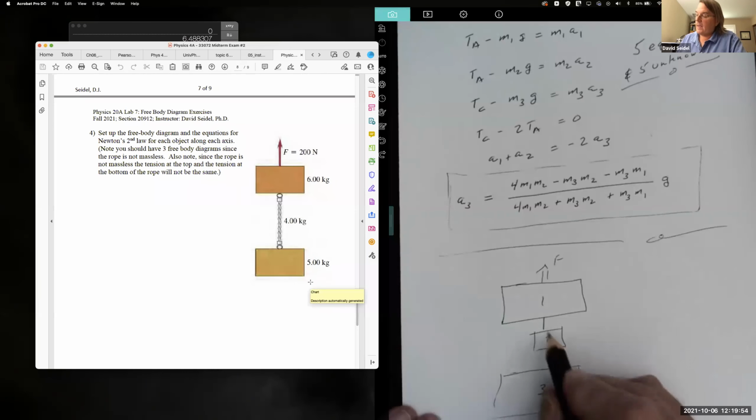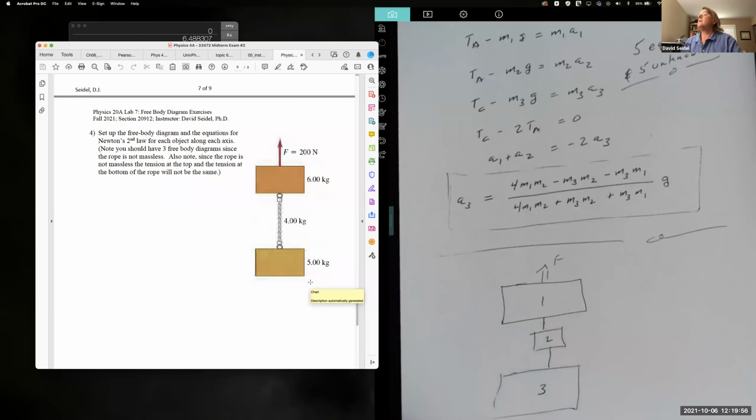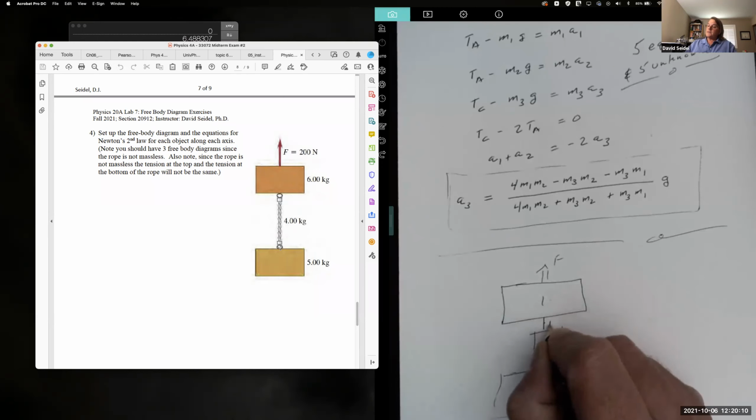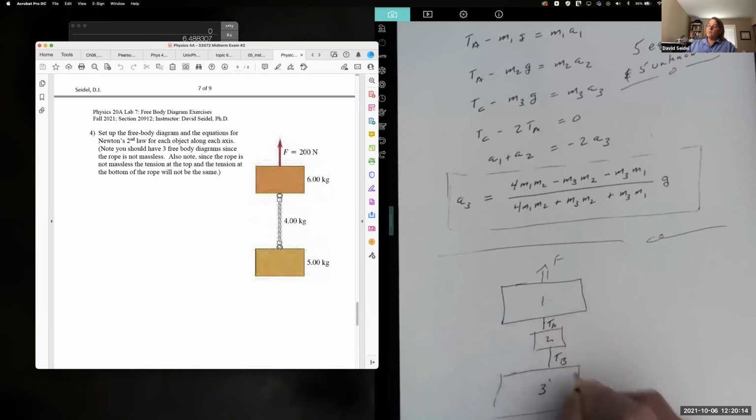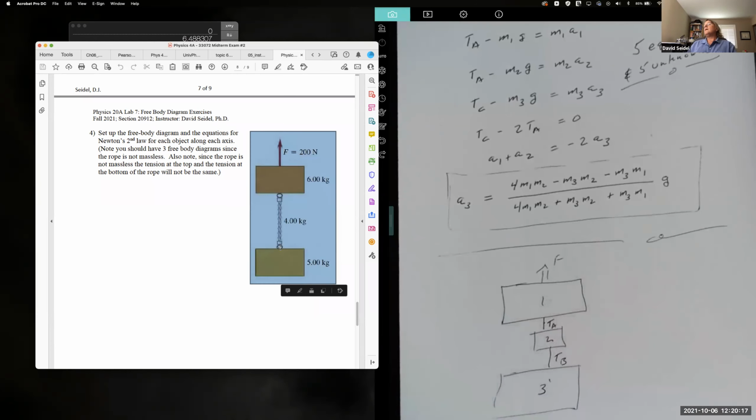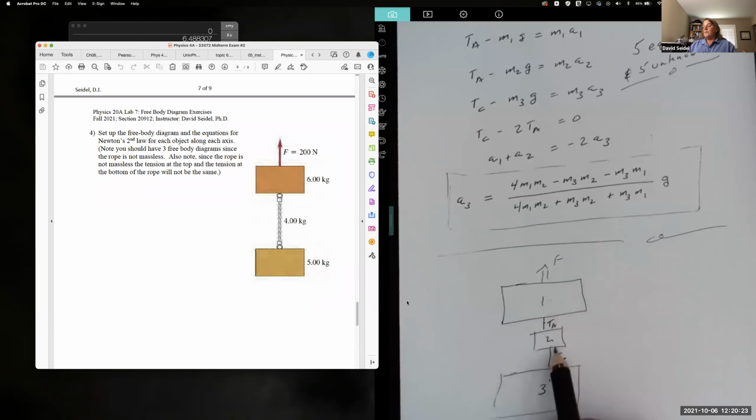Okay, if I had massless ropes, the tension right at the very top is like that very last little tiny bit. And then the tension right at the bottom is the very last little bit at the bottom. So if I had 1, 2, and 3, then this tension A and this tension B would be different. You can think about it this way.